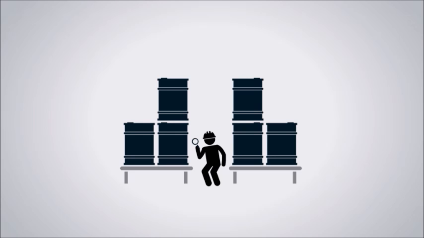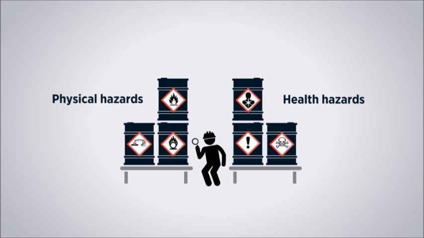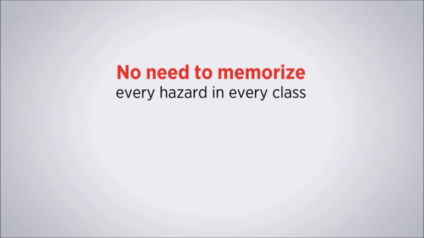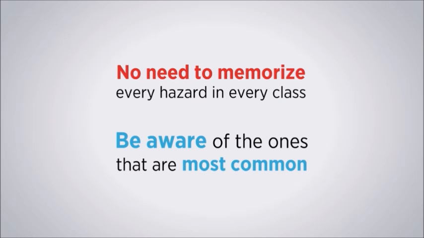Staying safe starts with knowing what's hazardous and why. WHMIS divides hazardous products and chemicals into 2 classes: physical hazards and health hazards. Within these 2 classes, there are subclasses of hazards, including 20 physical hazard classes and 12 health hazard classes. Easy to remember, right? Fortunately, you don't need to memorize every hazard in every class. However, you do need to be aware of the ones that are the most common.